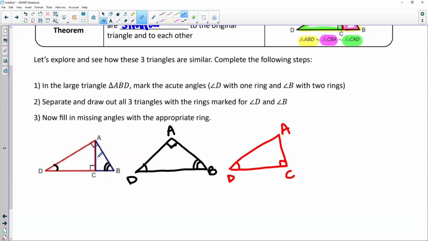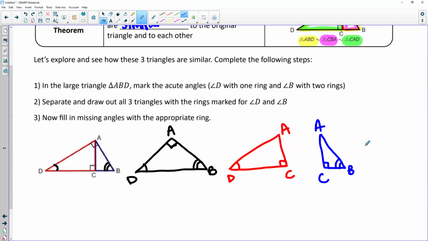And then angle B is in the blue triangle off to the right, the smallest triangle. If we draw this out, then what we're looking at is triangle ABC, where C has the right angle. And we marked angle B with 2 rings. Angle B is shared in the big triangle as it is in the small one, so this also is going to have 2 rings.